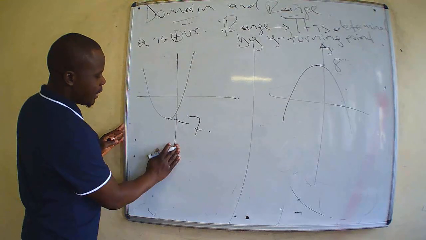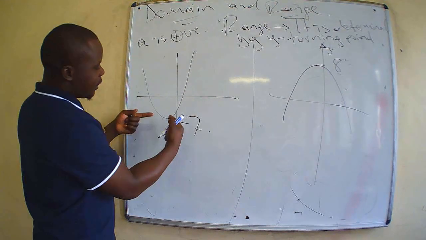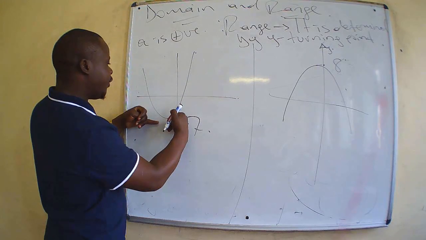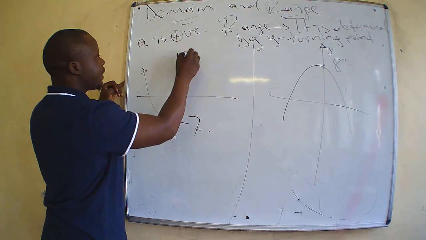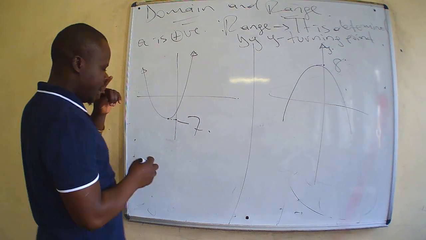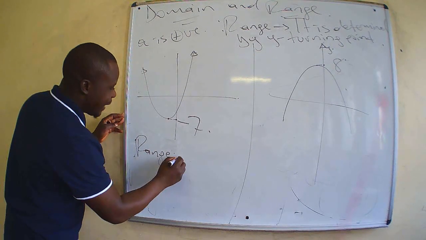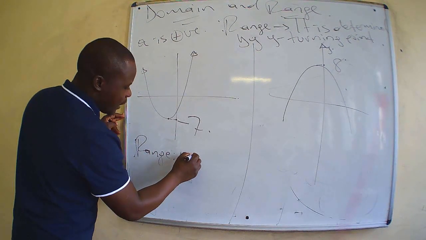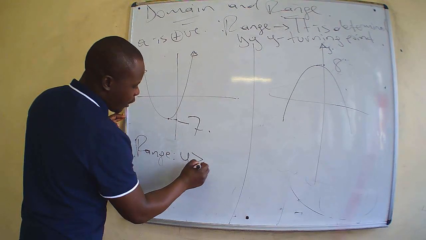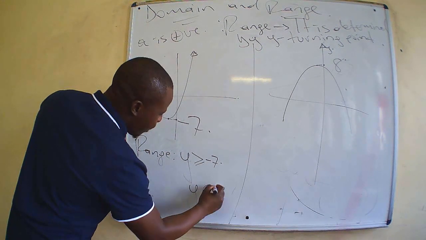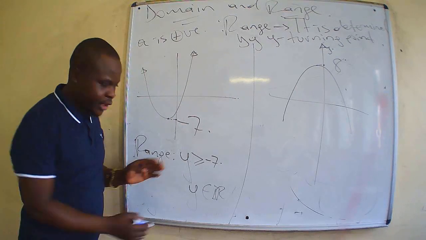So in this case, we are going to say, because the graph turns at y equals negative 7, and the graph is on top like this, the graph is a smile where a is positive, it means your range, in this case, write it as y is bigger than or equal to negative 7, and y is a member of real numbers. You write your range in this way.